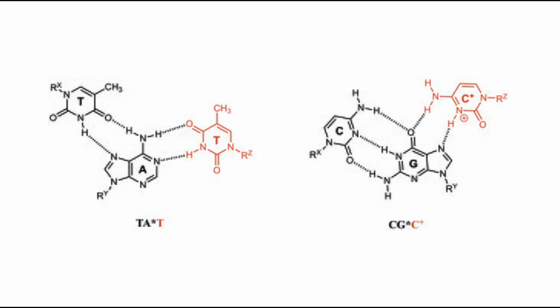So in Hoogsteen base pairing, which atom of adenine forms the hydrogen bond with thymine? That is the N7 atom.